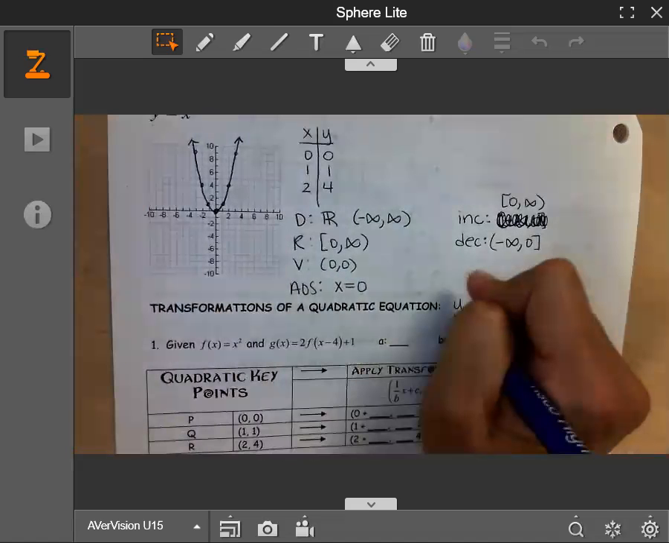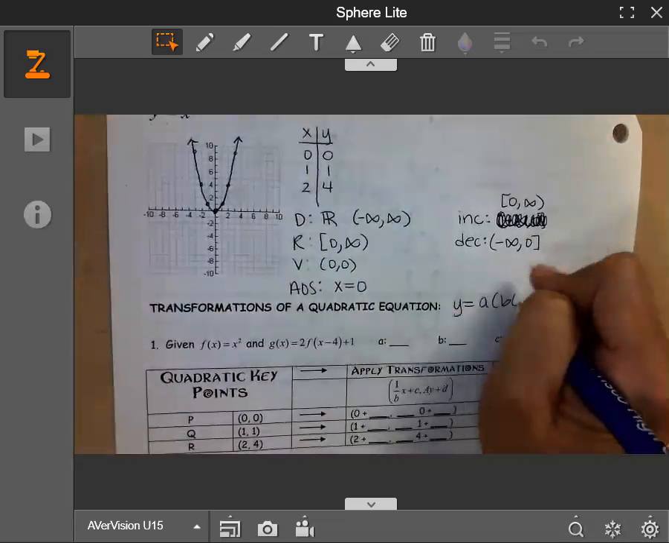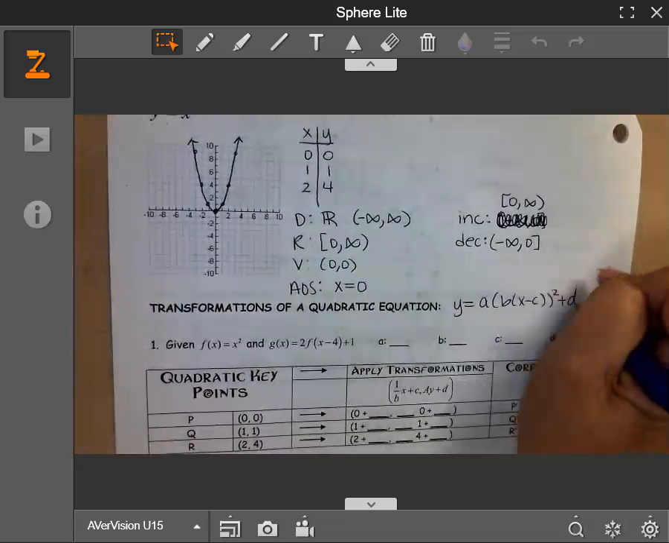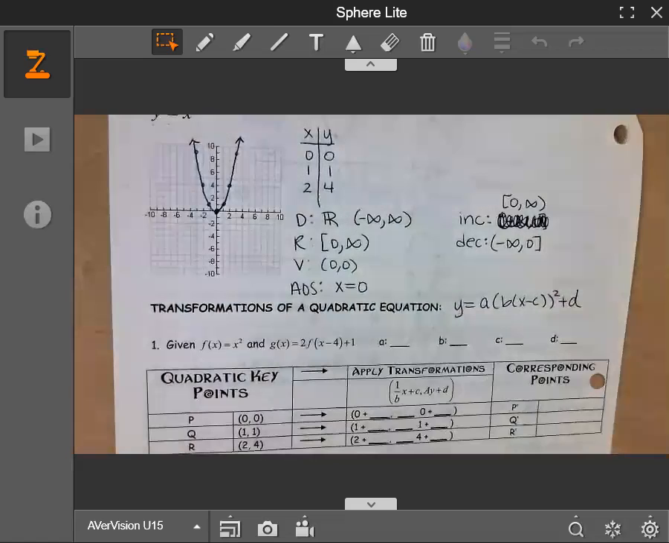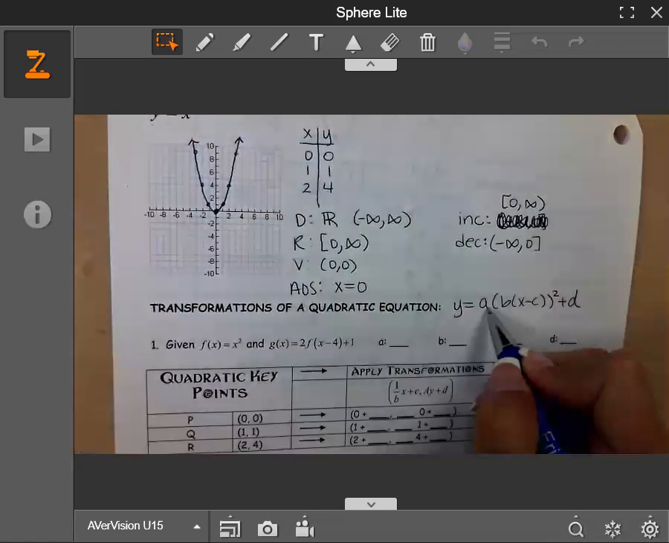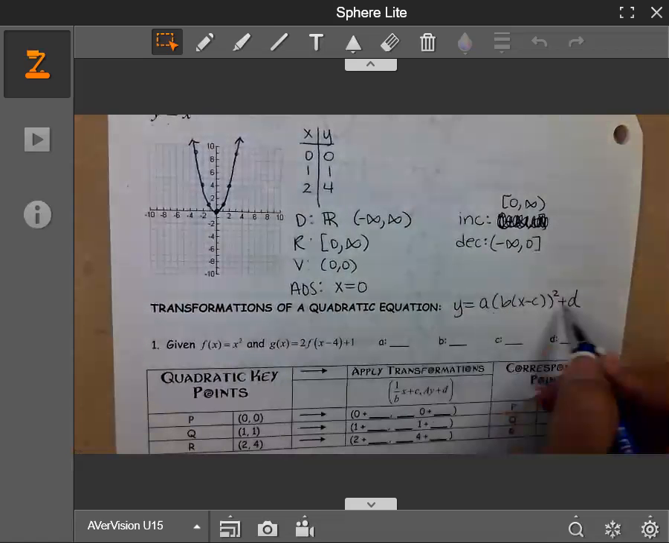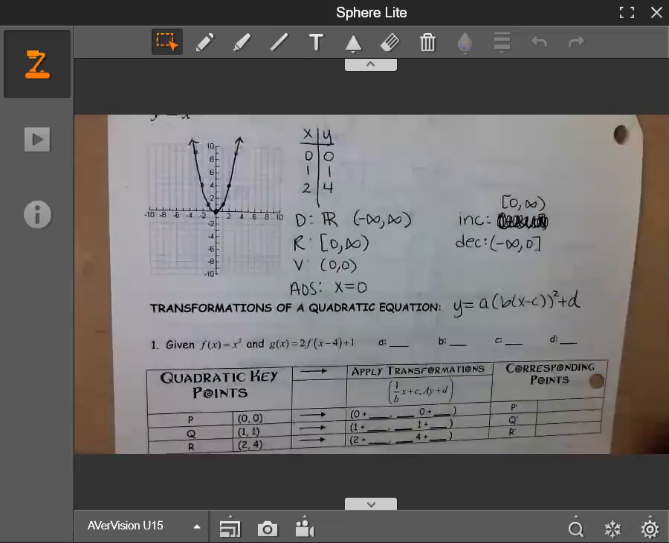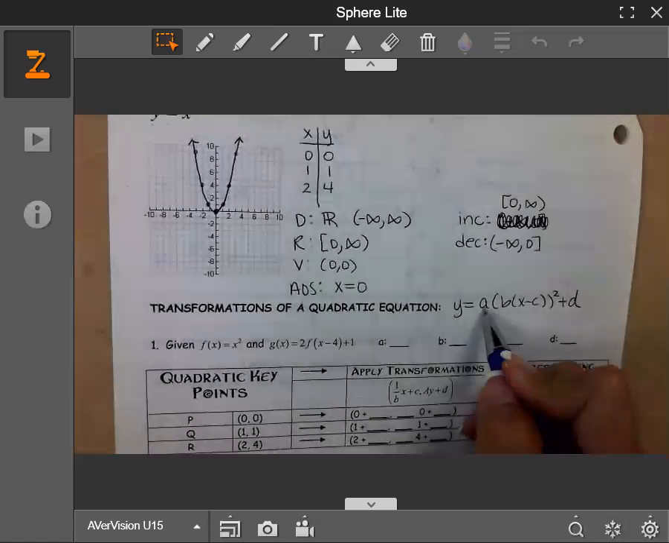So our transformational form of the equation looks like this. We've discussed the A, the B, the C, and the D before, and they do exactly the same thing they did in absolute values. They're going to do exactly the same thing on all of our functions here. A is the vertical stretching and compressing, and it reflects across the x.